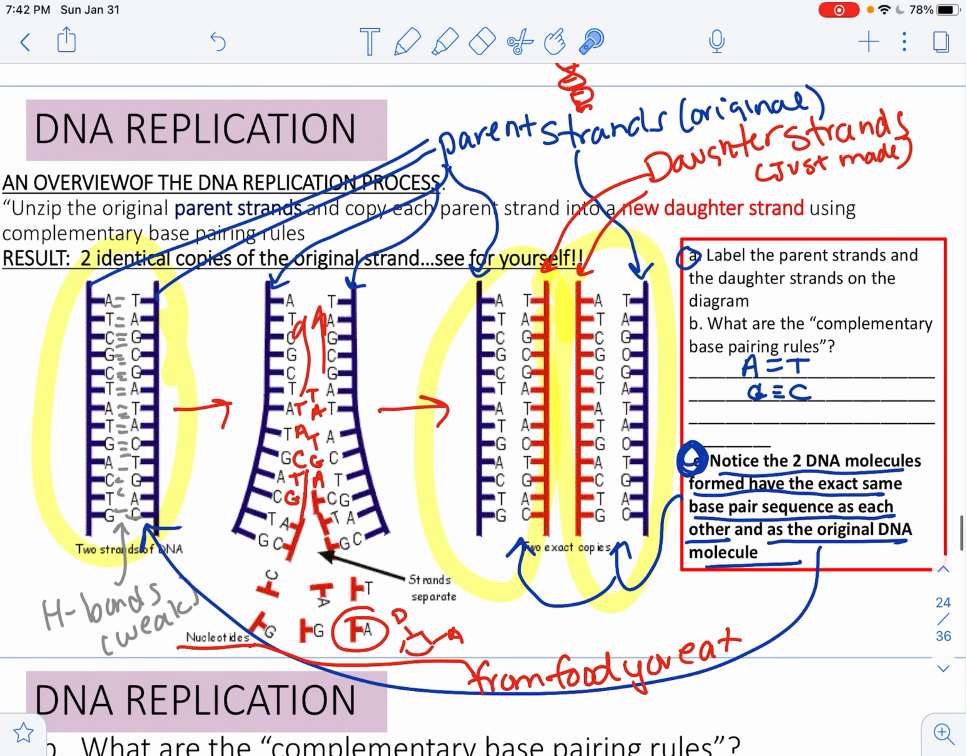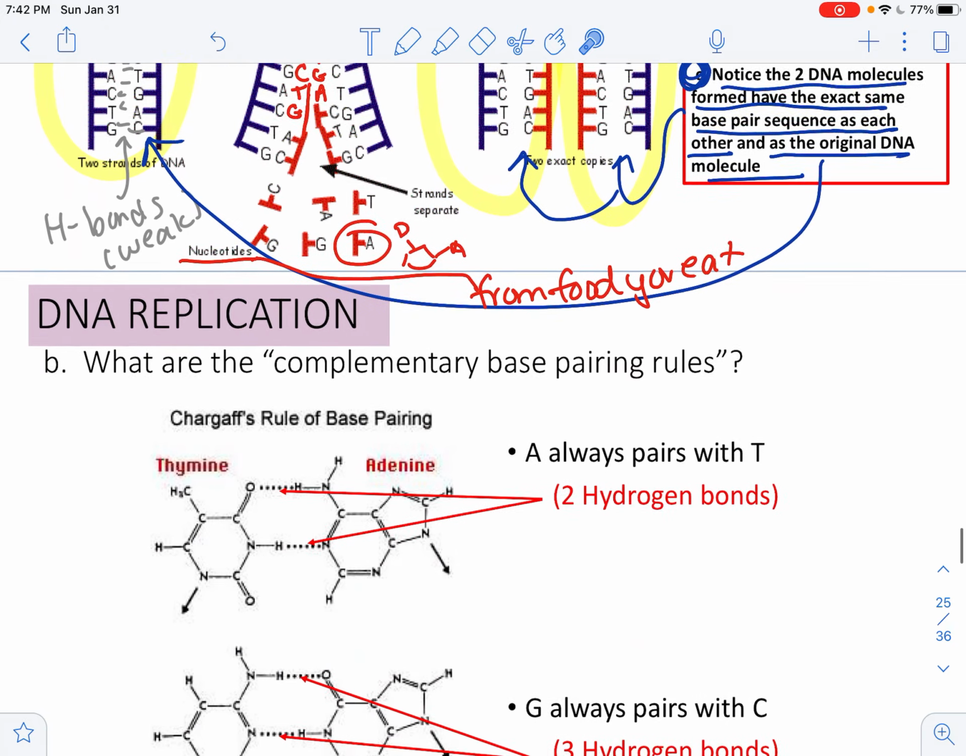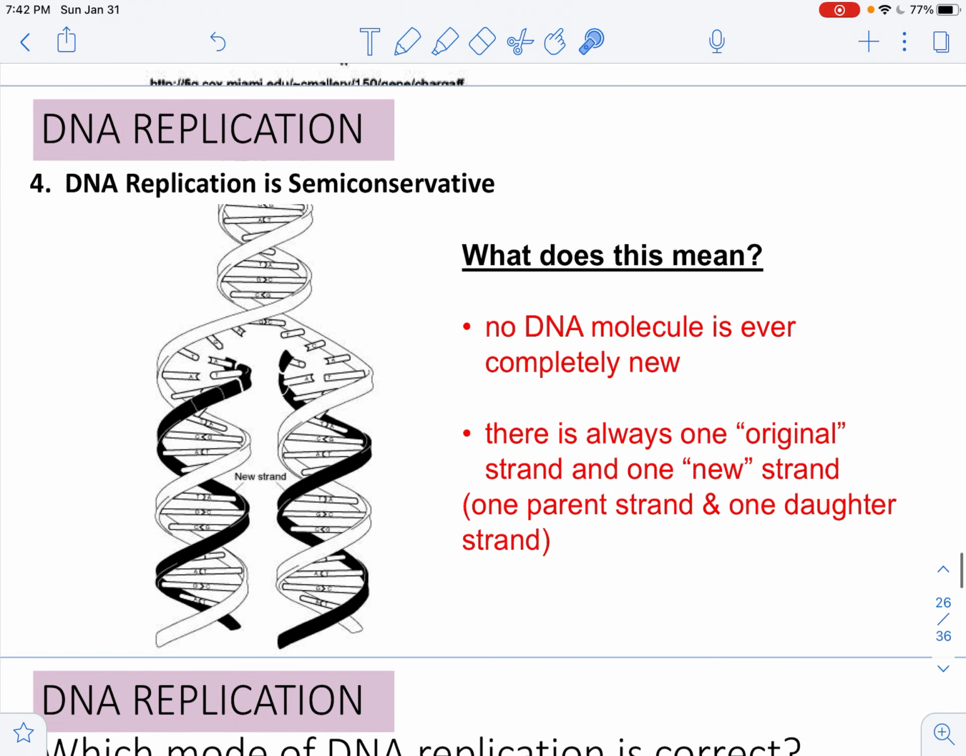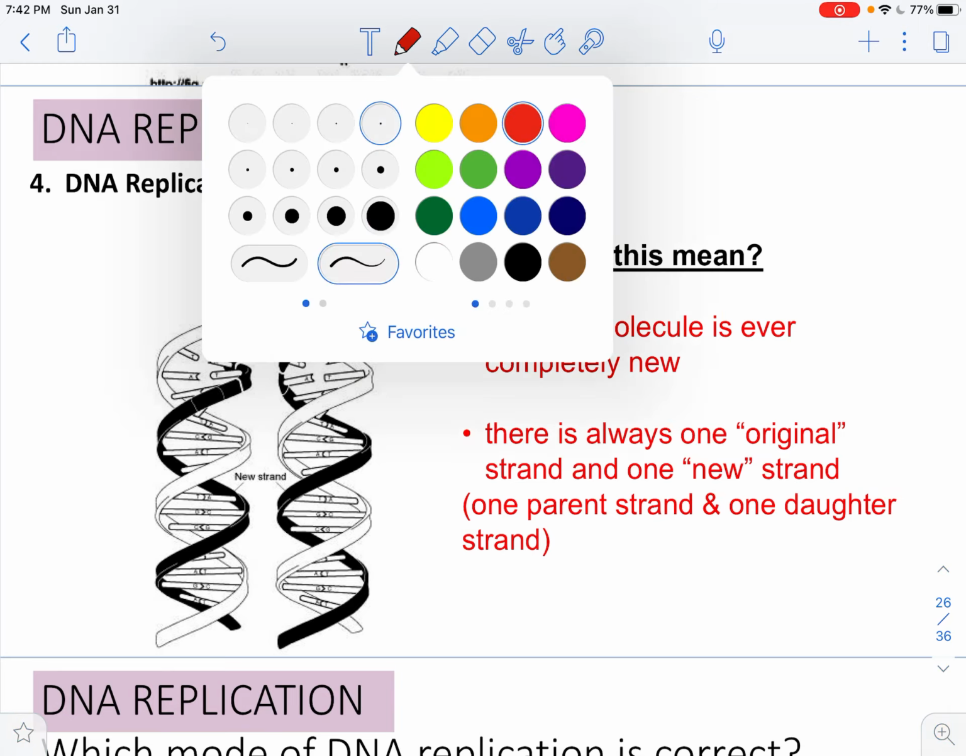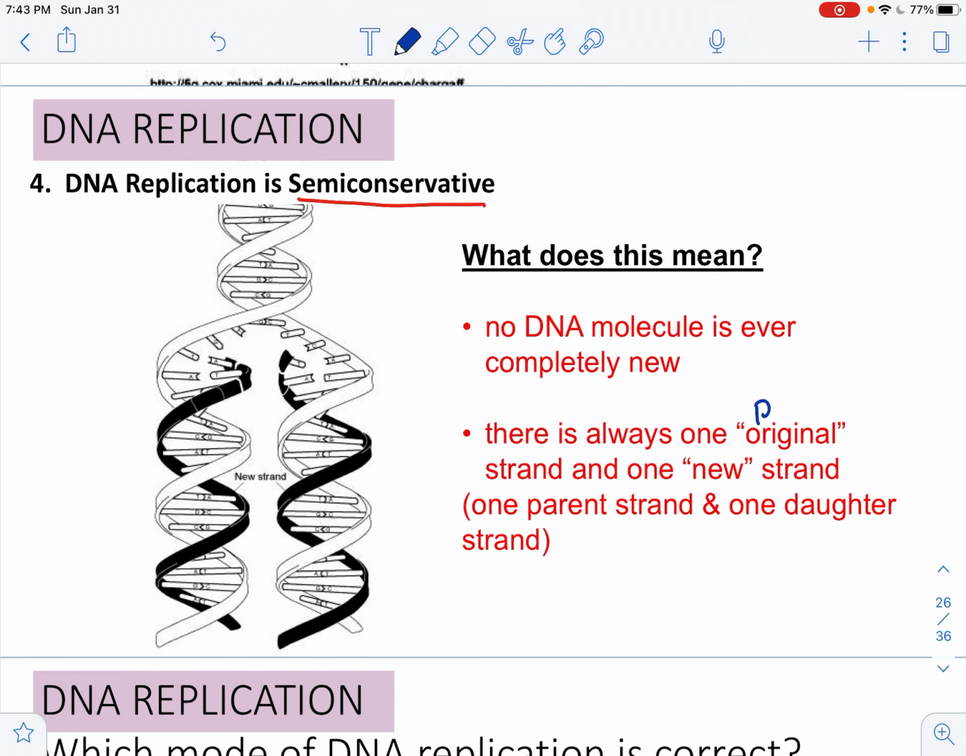We open it. We base pair to both sides using the rules, and we get two identical strands, and just some details. It's the way that it does that. We call that semi-conservative replication, which means no DNA molecule is ever completely new. Again, you can pause and write this down. There's always one original strand, which we call the parent strand. Original and parent strand are the same thing. And one new strand, which we sometimes call the daughter strand.